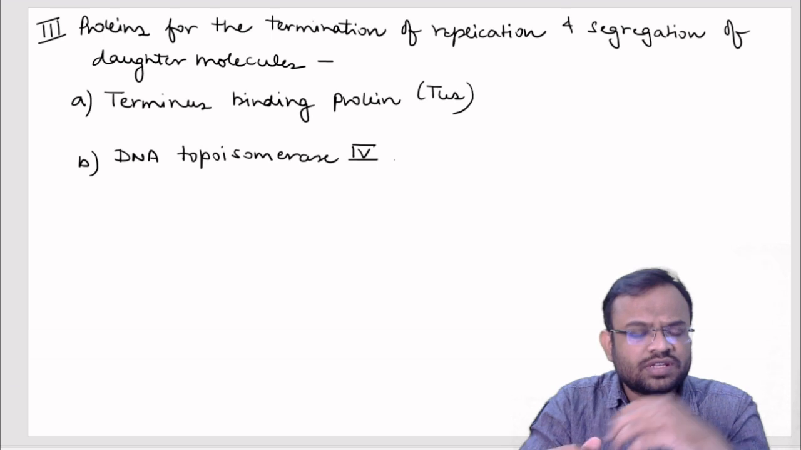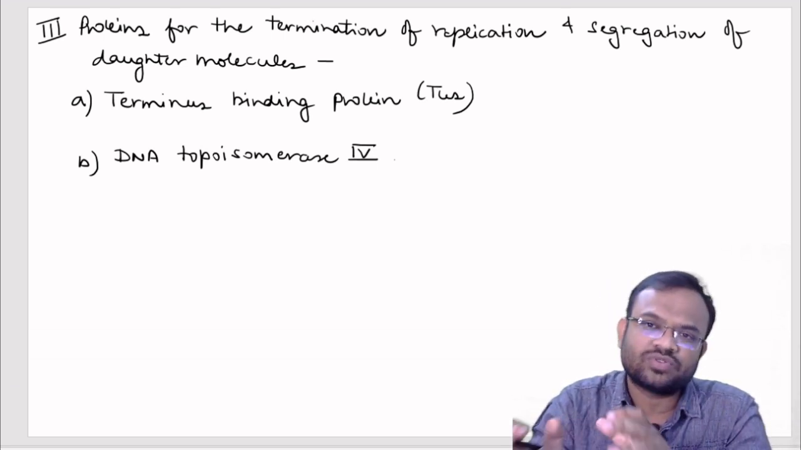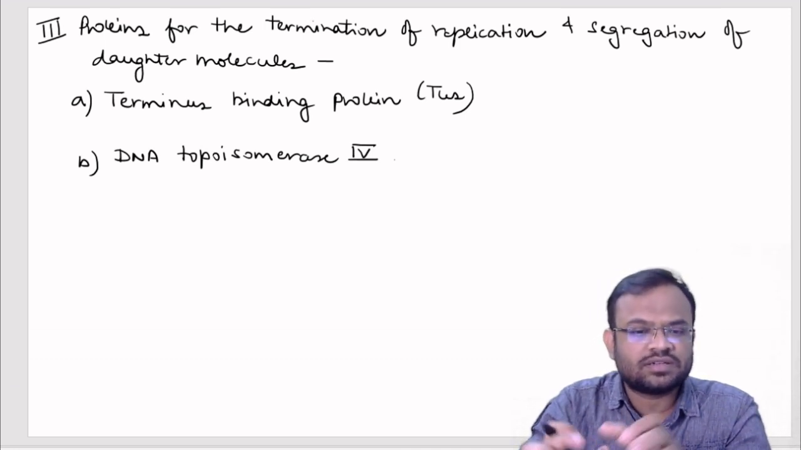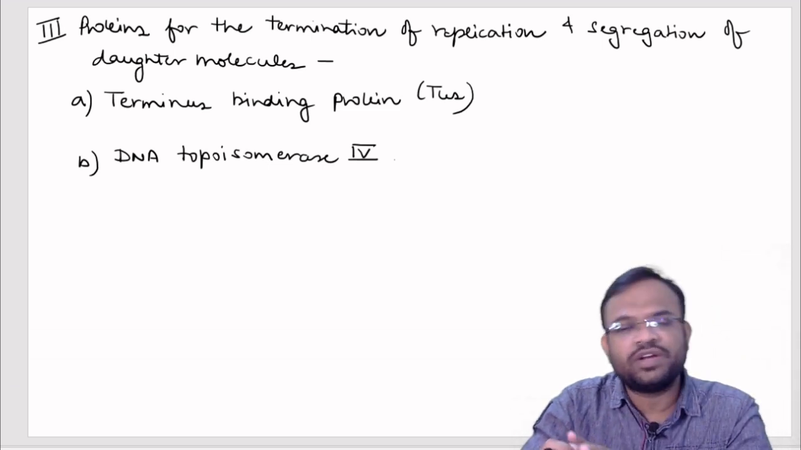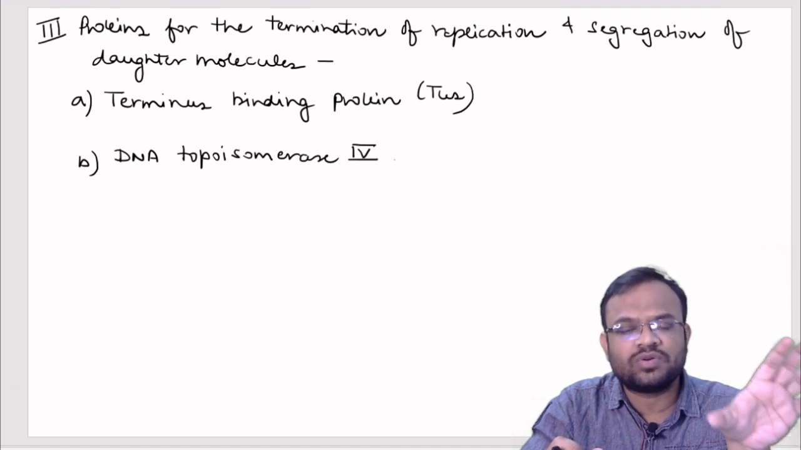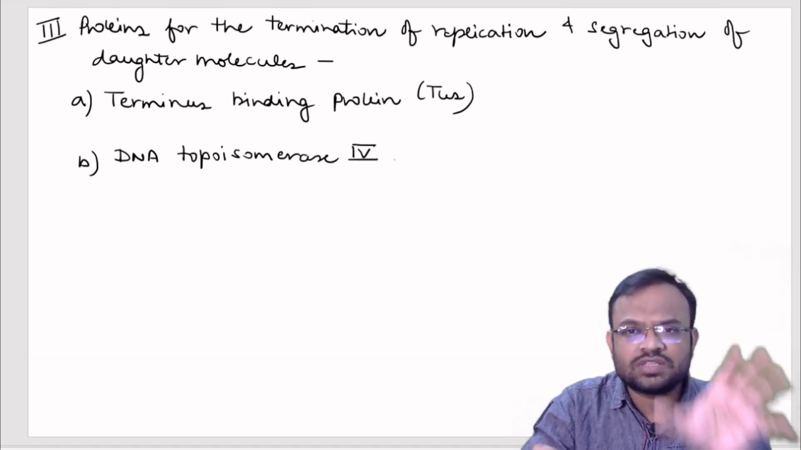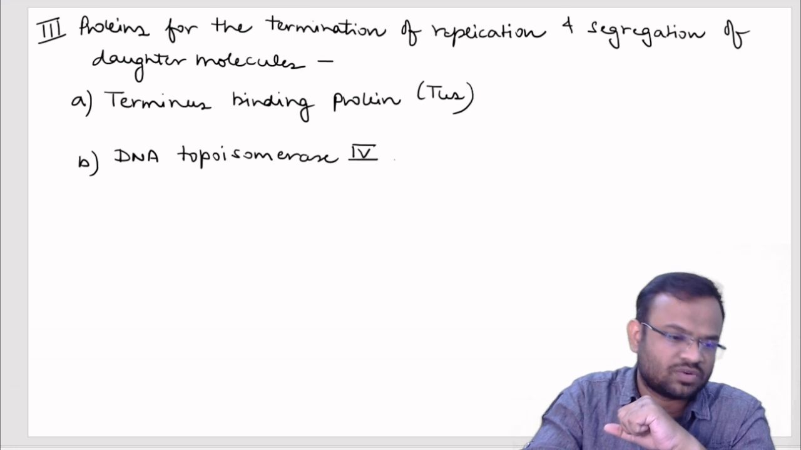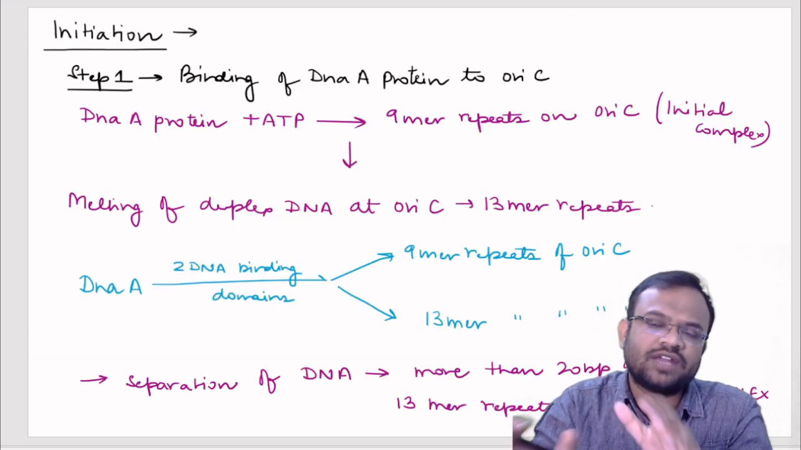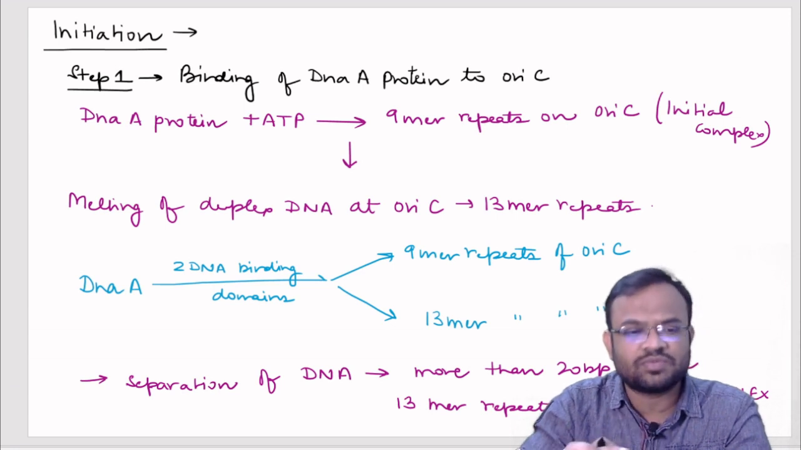For the termination, there are other proteins that are required. Examples are terminus binding protein, also called Tus, and DNA topoisomerase, that is DNA topoisomerase 4. Okay, so these proteins are involved in DNA termination. Again, I'm not interested in talking about these proteins as of now, because in this video we are focusing upon initiation only. Let us now move towards the next slide, and this slide focuses specifically on the initiation process.